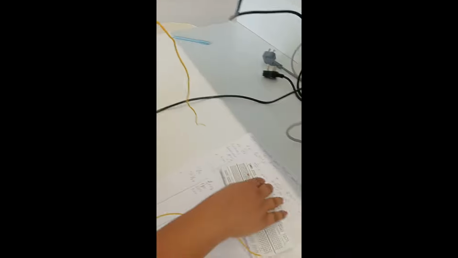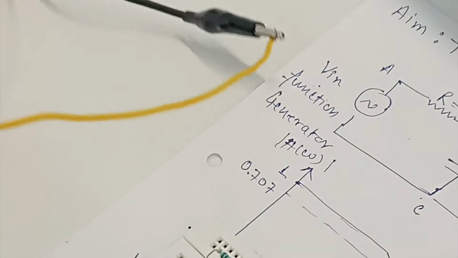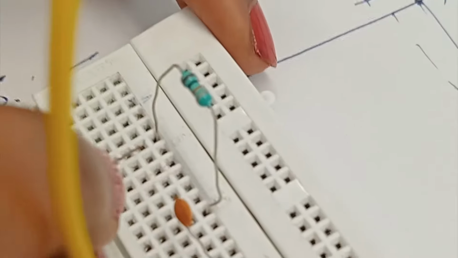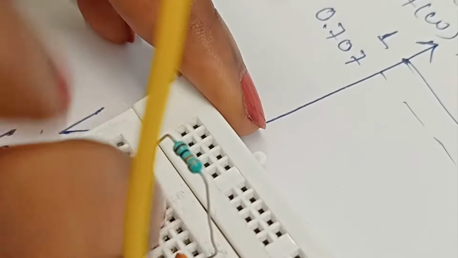Now this black one is always ground, so I have to connect this ground to node C. This black one is ground, so I have to connect this black one to node C. So node C, here this is A, B and C. So I will connect this black one to node C, and this red one will go to node A. Now I have connected the input supply to this circuit.